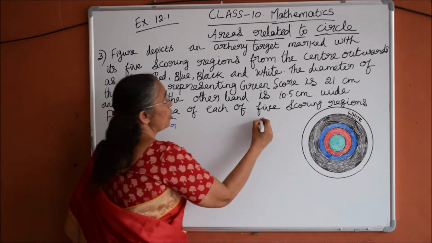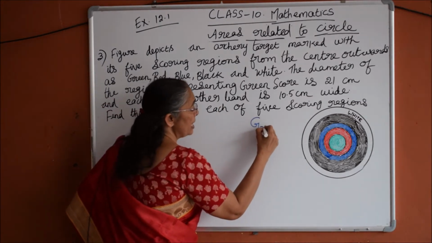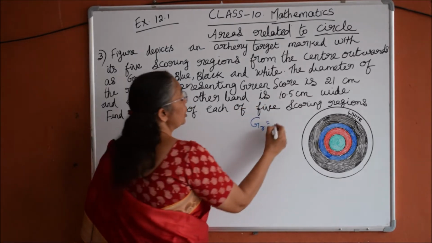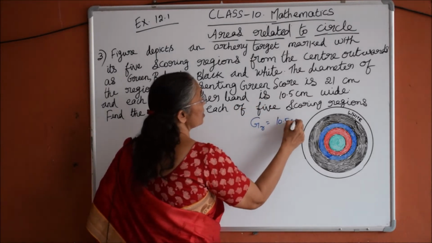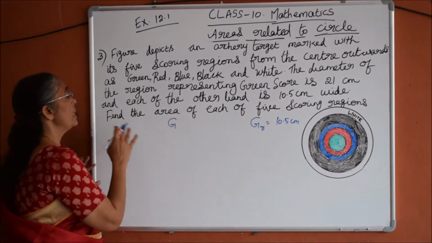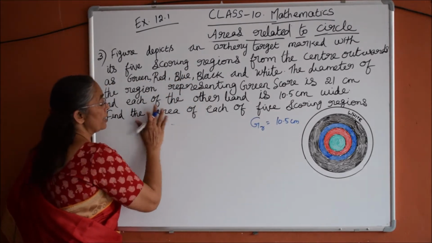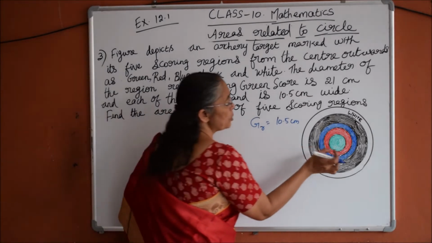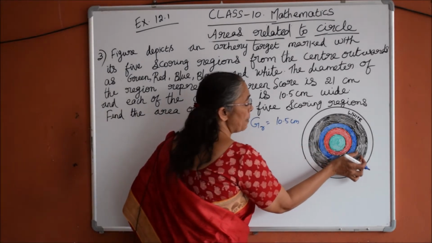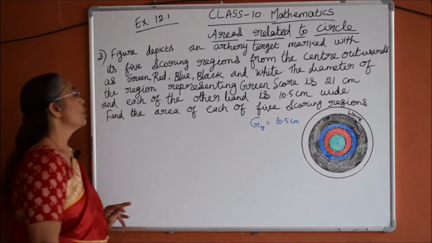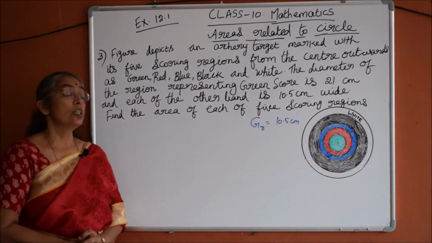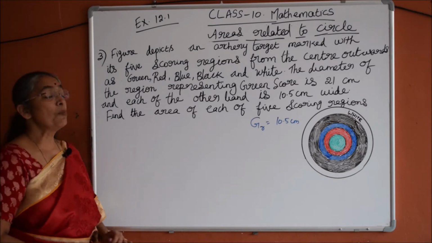So, the green region radius will be 21 divided by 2, so 10.5 centimeters. And each of the other bands is 10.5 centimeters wide. Find the area of each of the 5 scoring regions. So, we start with the innermost region.